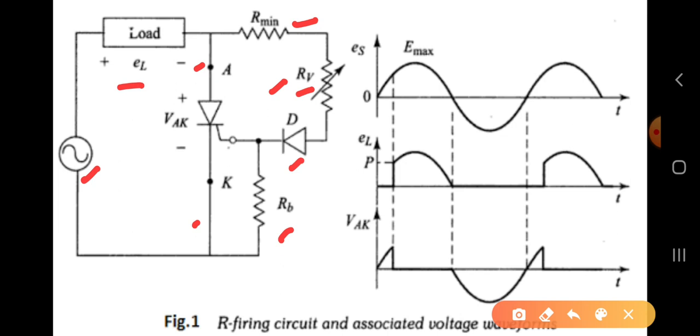Now consider RV is 0. 0 means the resistor value is kept at minimum. Minimum means the current which is coming from the source, that is the AC supply, will be maximum, flowing through this RV value.